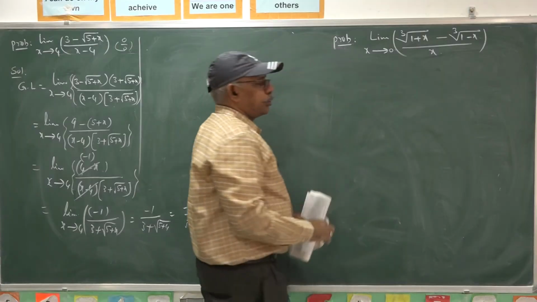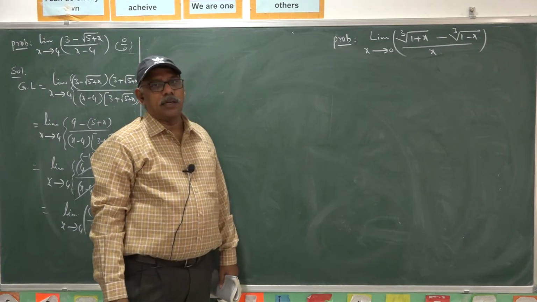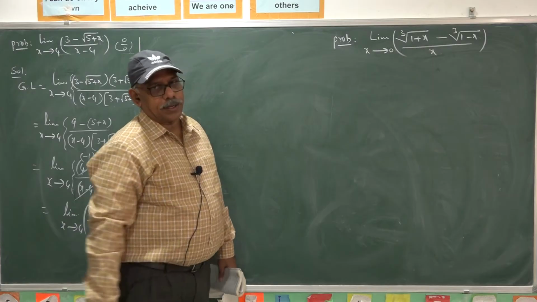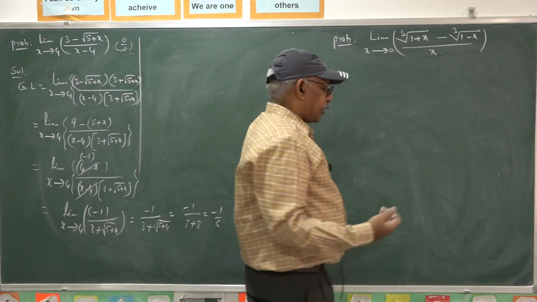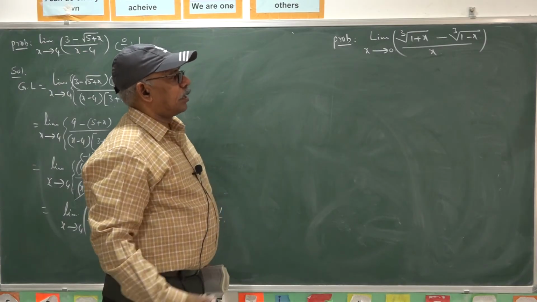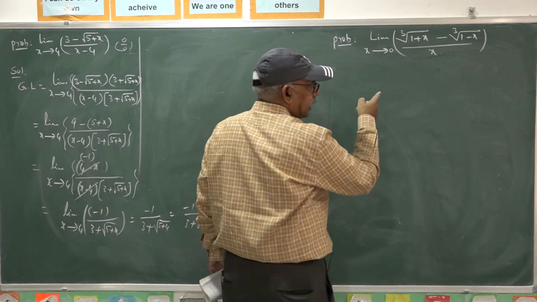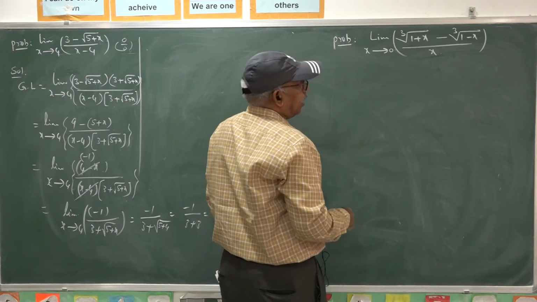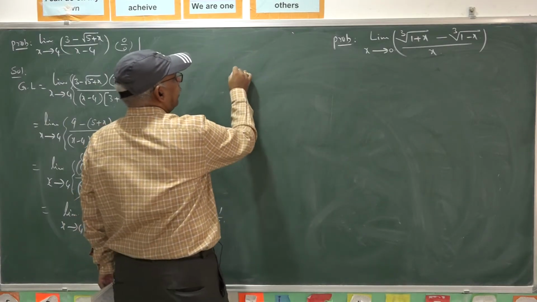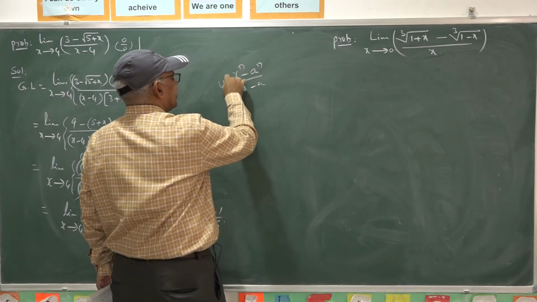Actually, it is difficult to rationalize this numerator. Of course, you can rationalize the numerator, but it is a bit of a burden on our part. Instead of rationalizing this numerator, we can arrange that limit in the form of (x power n minus a power n) by (x minus a) as x goes to a.